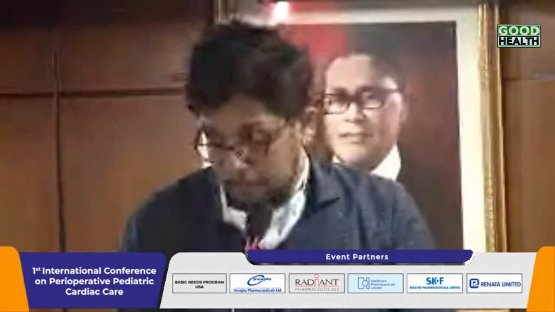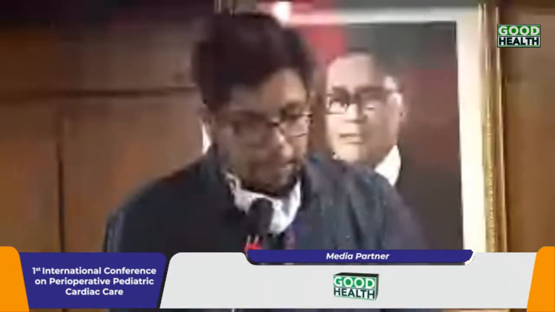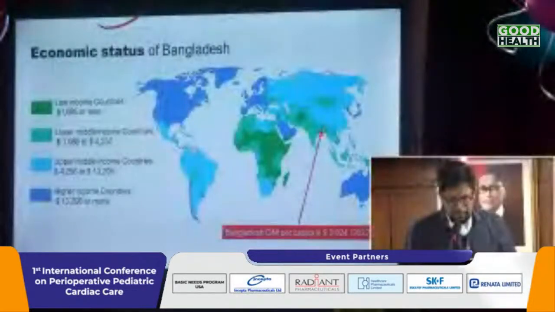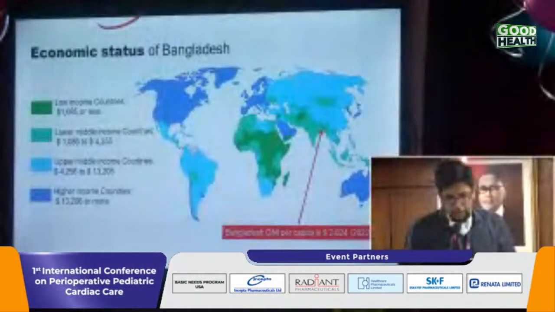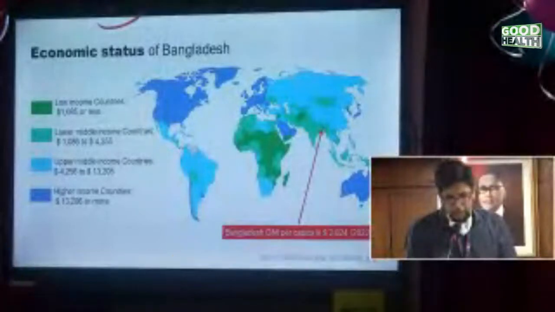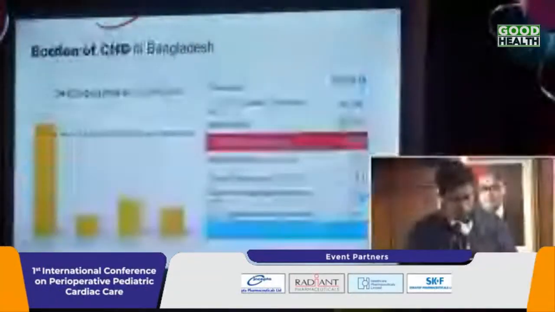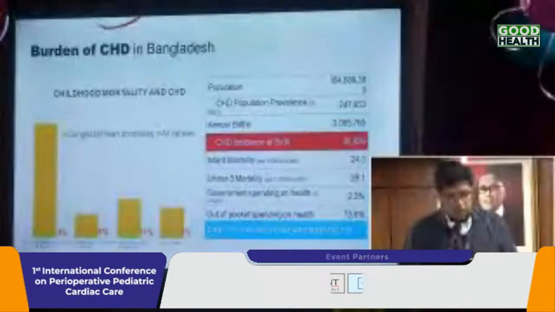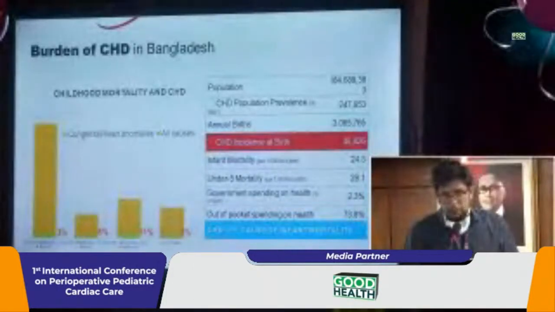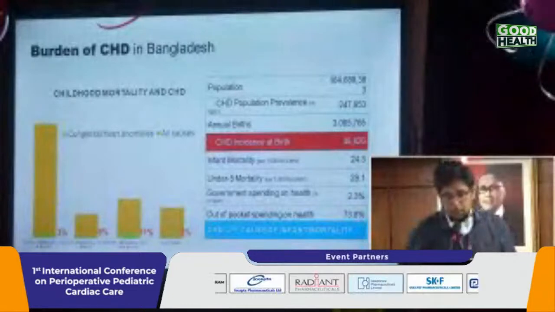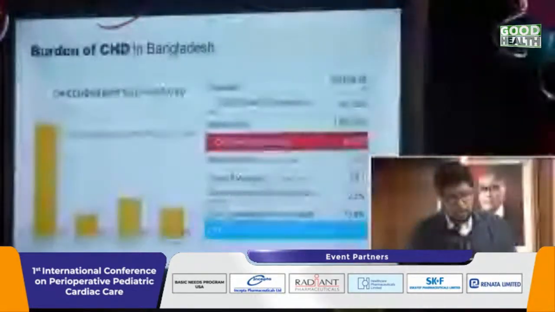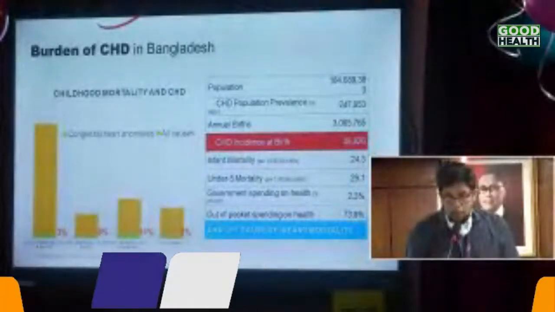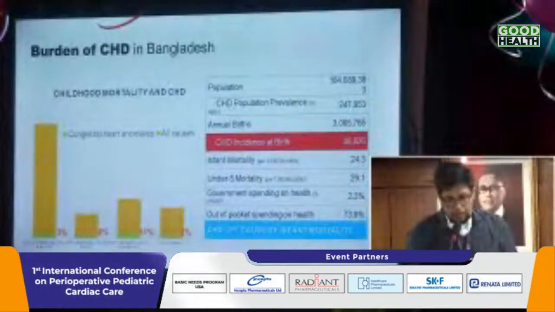Well, if we consider the economic status of Bangladesh, we know that Bangladesh has a GNI per capita of 2,824, so it is a lower middle income country. But this lower middle income country has a very huge population, and as a consequence, the child birth per year is almost 48,000. And of course, it makes it the second highest cause of mortality in case of infants in our country.